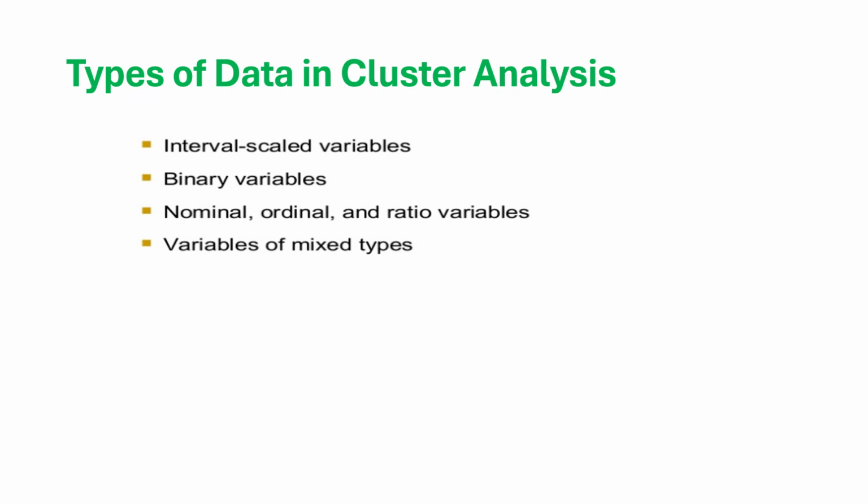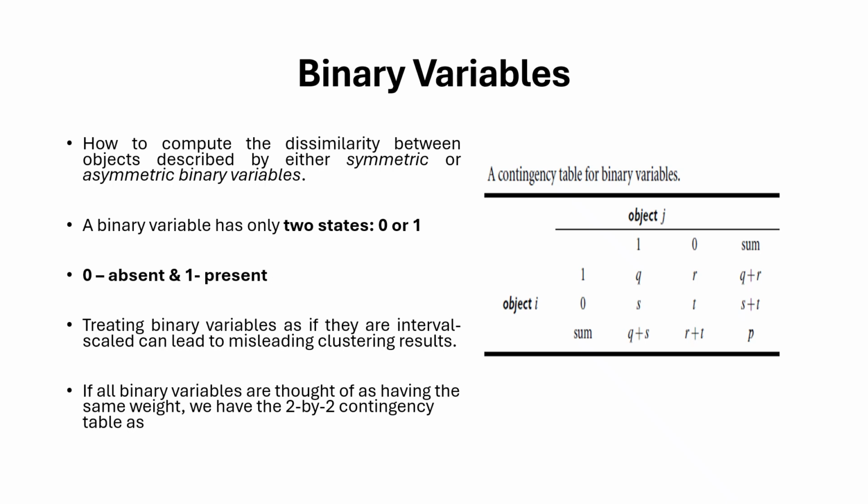We know what binary variables are. As the name indicates, binary variables have only two values: 0 or 1, yes or no, positive or negative. So how do we compute the dissimilarity between objects described by either symmetric or asymmetric binary variables? First I'll tell you what a binary variable is, then we'll come to the concept of symmetric and asymmetric. As I told you, a binary variable has only two states, which is 0 or 1. So 0 could be absent, 1 could be present.